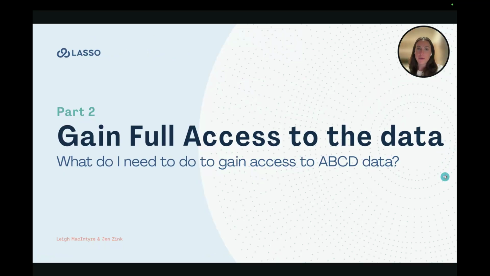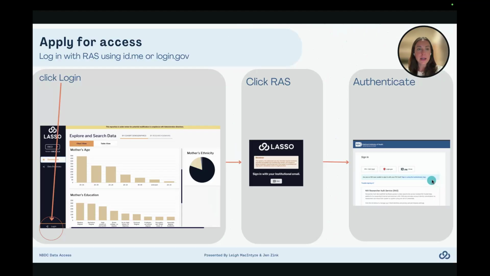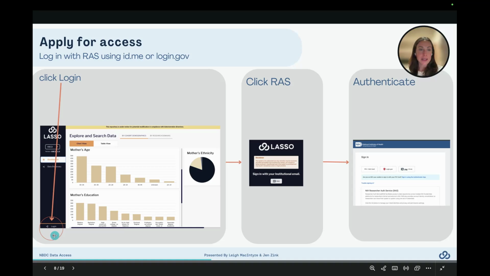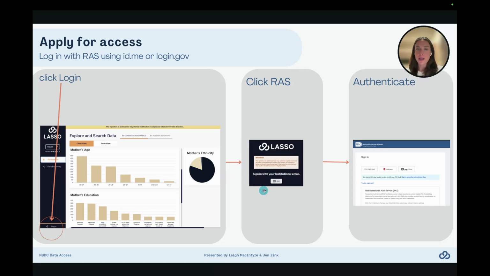Once you decide that you're ready to apply for a data use certification and gain full access to the study data, you will go back to that public dashboard page that we were just in and go to the bottom left-hand corner and hit login. And then you'll be brought to a page that looks like this, and you will go ahead and click RAS and authenticate via your preferred mechanism.